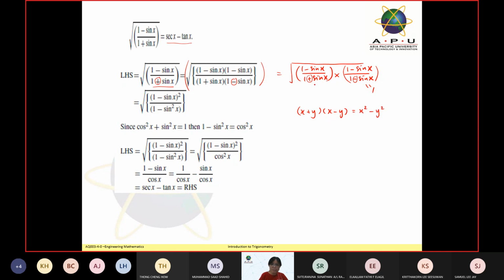Okay, so same thing goes to this one. I have 1 minus sine square x for the bottom. And for the top, since both are 1 minus sine x, that means 1 minus sine x squared. So be careful. At the top is the square of 1 minus sine x, and the bottom is 1 minus sine square x.